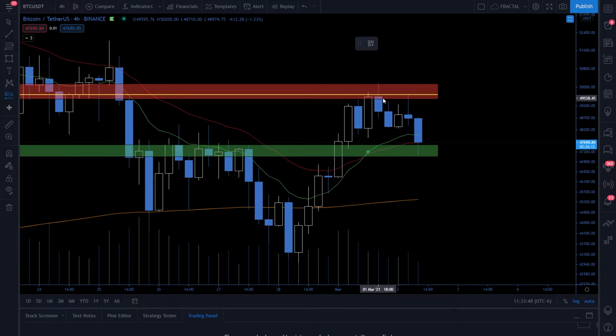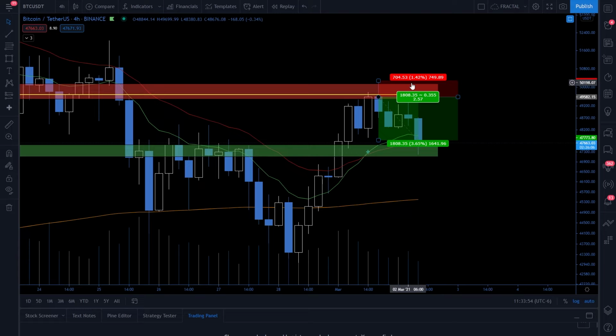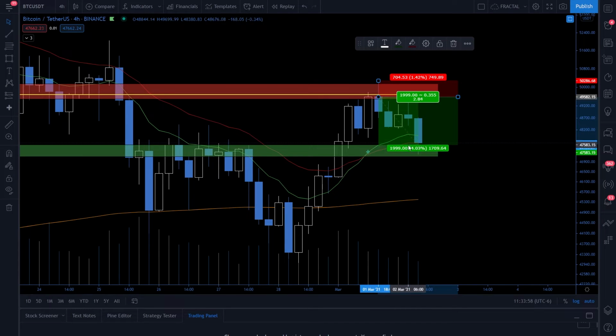All right, so let's just say my entry is somewhere up here. I'm going to put my stop loss above invalidation, which for me would be the top of this wick. So it's a 1.42% risk. And then I'm going to look for my support zone down here at about 47,700-ish, give or take. And that's a 4% reward. So now I'm planning out a trade. Before you enter a trade, you should plan it out. I see I have a 1.4% risk and I have a 4% reward.